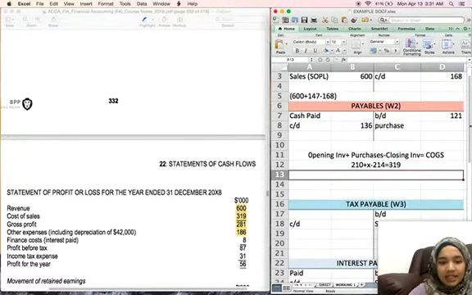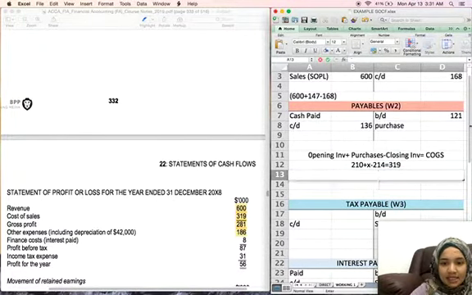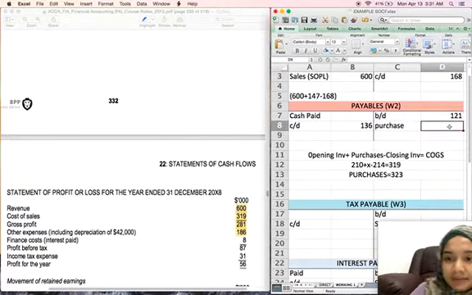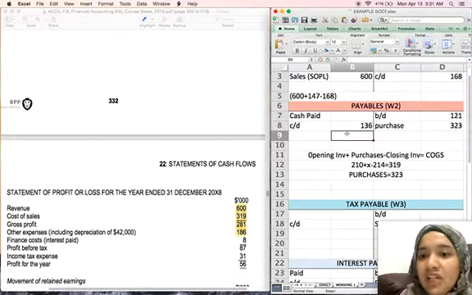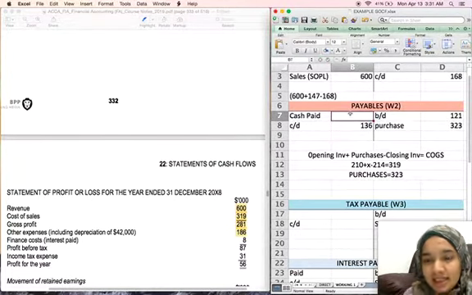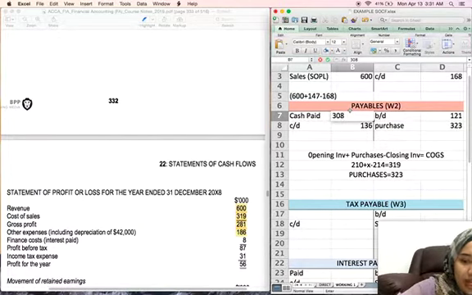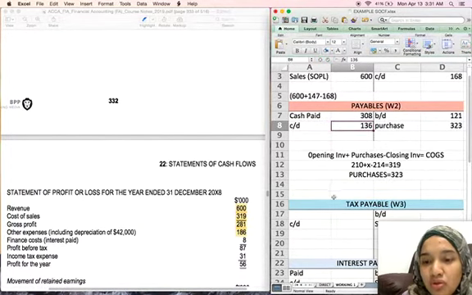So, we get purchases. Oh my god. Purchases equal to 323. So, you also put these purchases here. Now, can you find the cash paid? Yes. You balance this account. 121 plus 323 minus 136. So, you get 308, cash paid to your supplier.